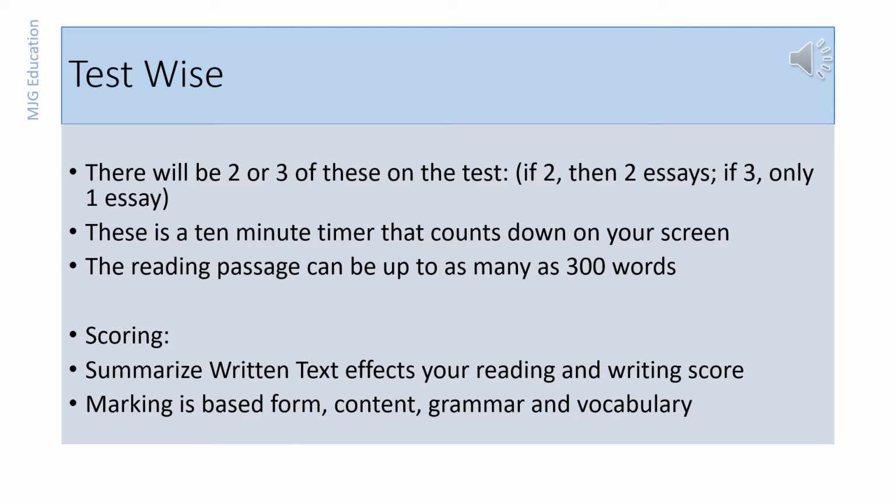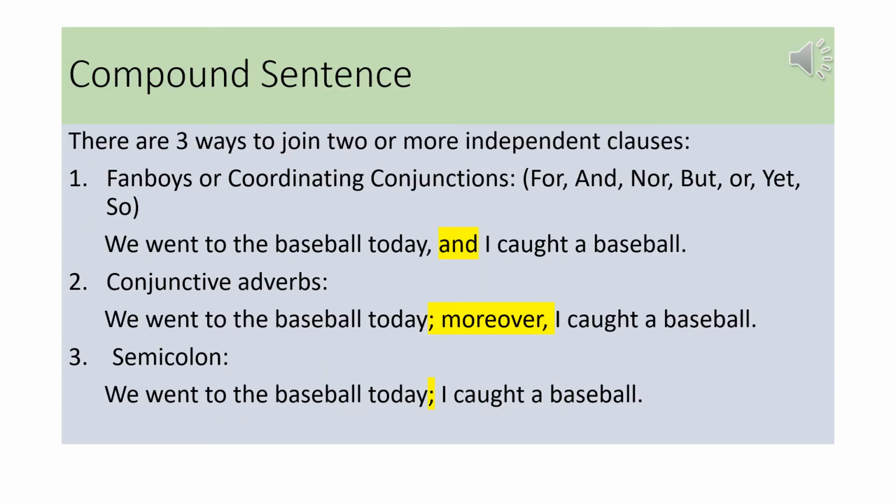Scoring. Summarized written text affects both your reading and writing score. Marking is based on form, content, grammar, and vocabulary. You should know what a compound sentence is. Again, there's 3 ways to join 2 or more independent clauses. They are here, but you're going to have to study this stuff. It's so important that you know this for this task on this exam.